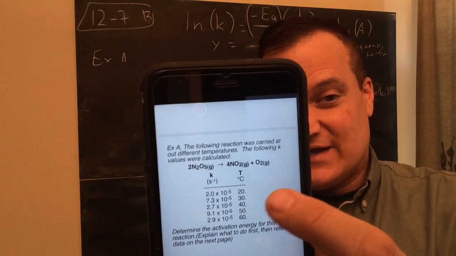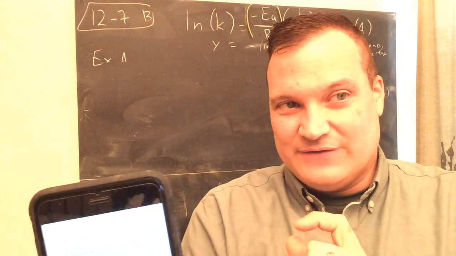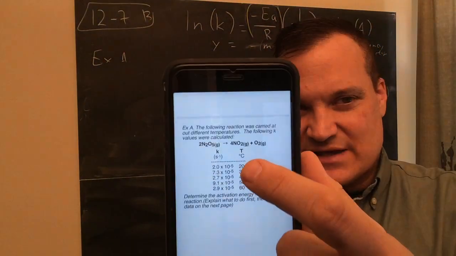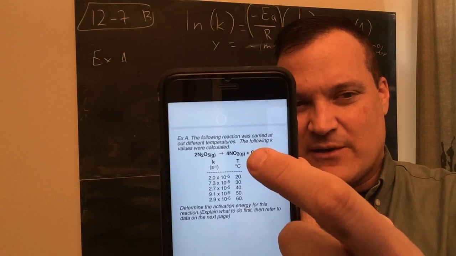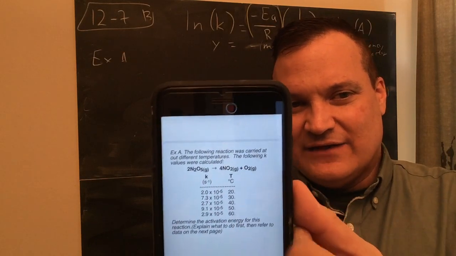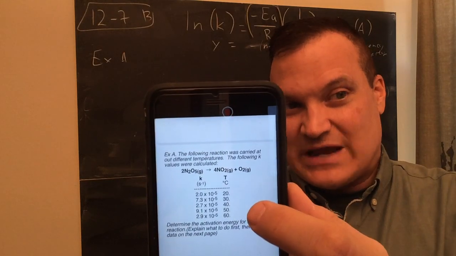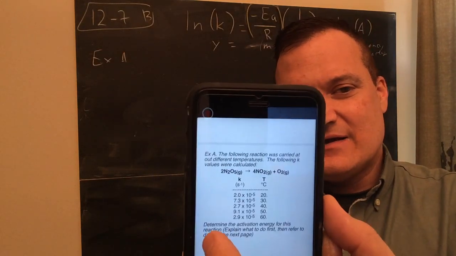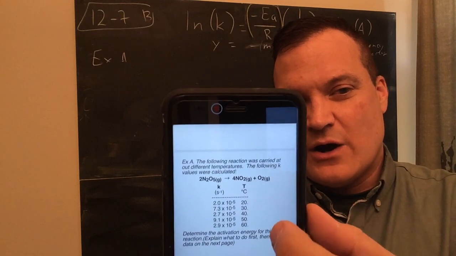First, I got to change it to Kelvin. Can you remember how I get to Kelvin? You add 273.15 plus the Celsius. So I'm going to change all of these. I'll pick another column, put temperature Kelvin. Then another column, 1 over temperature Kelvin. So I've got to have an LNK column, and I got to have 1 over temperature Kelvin.